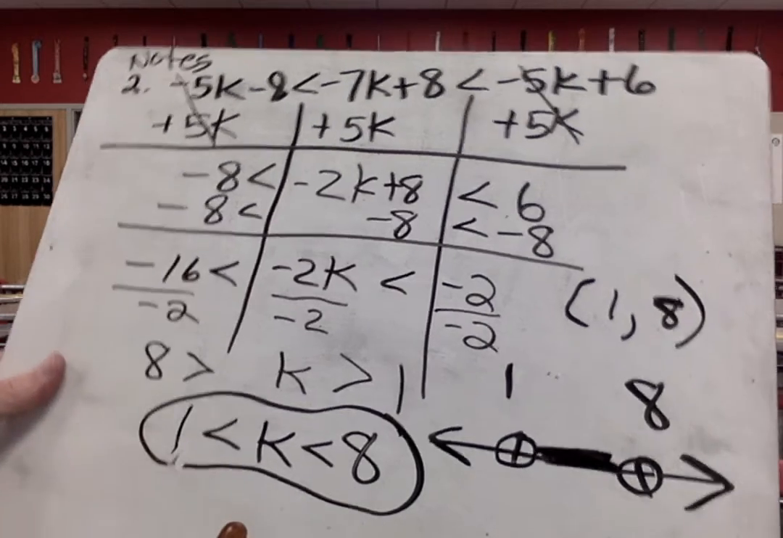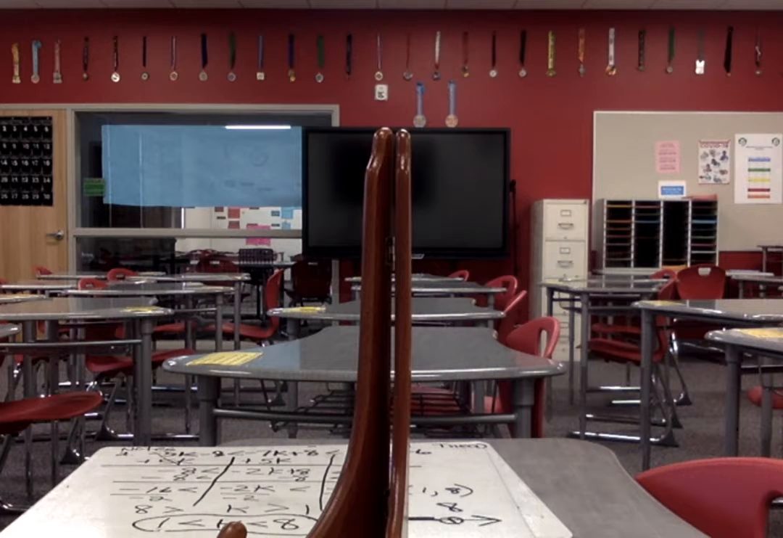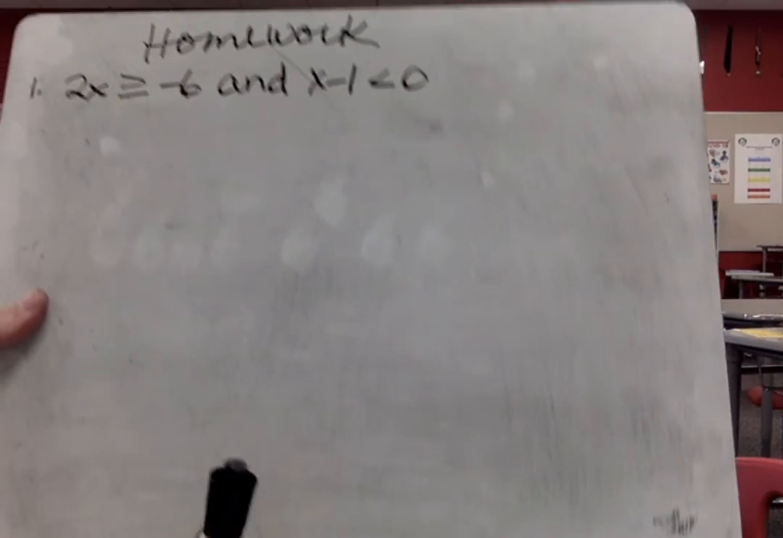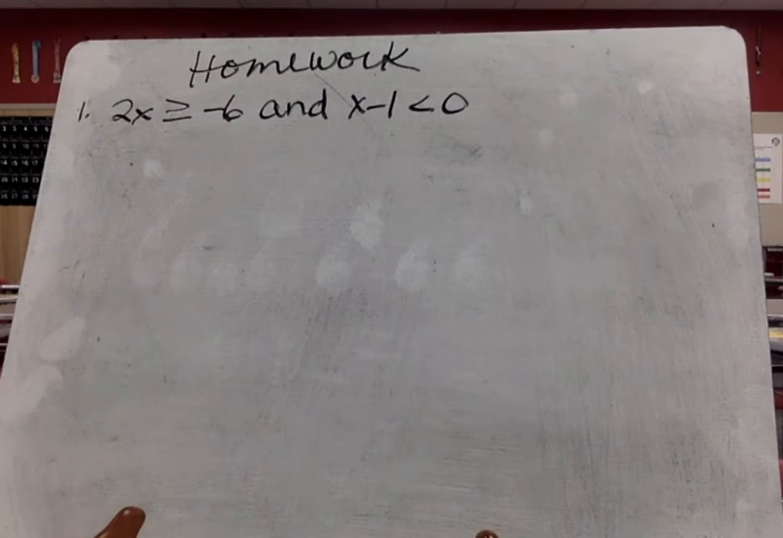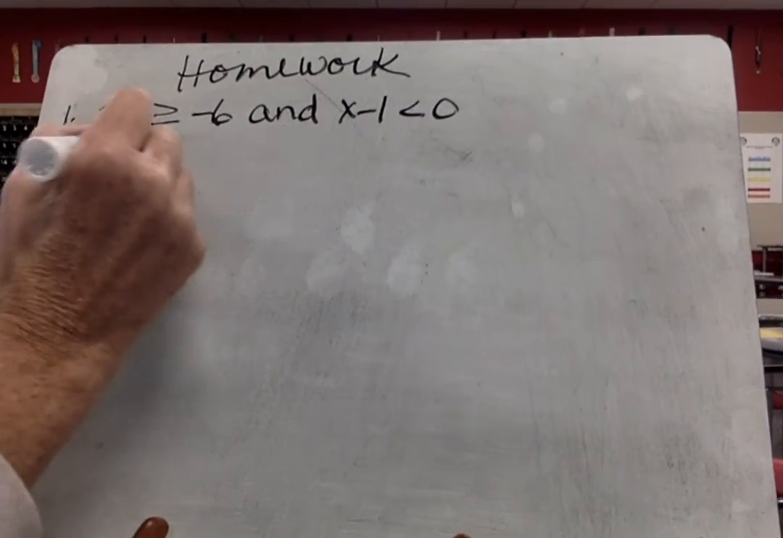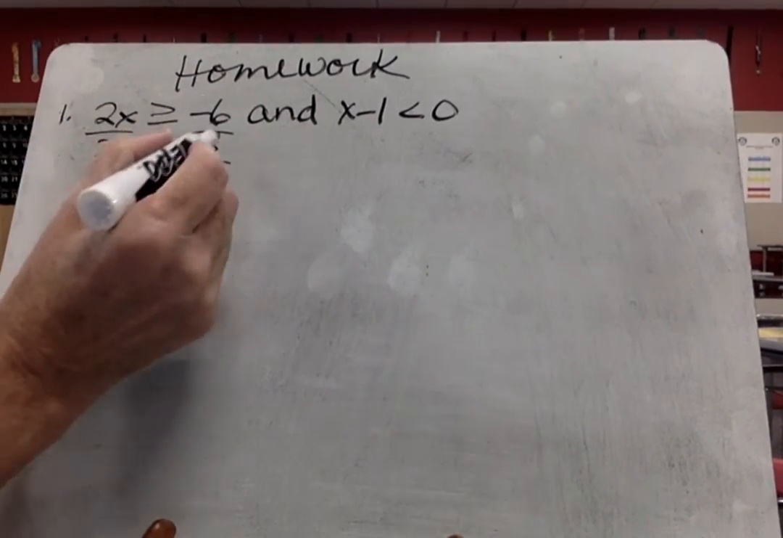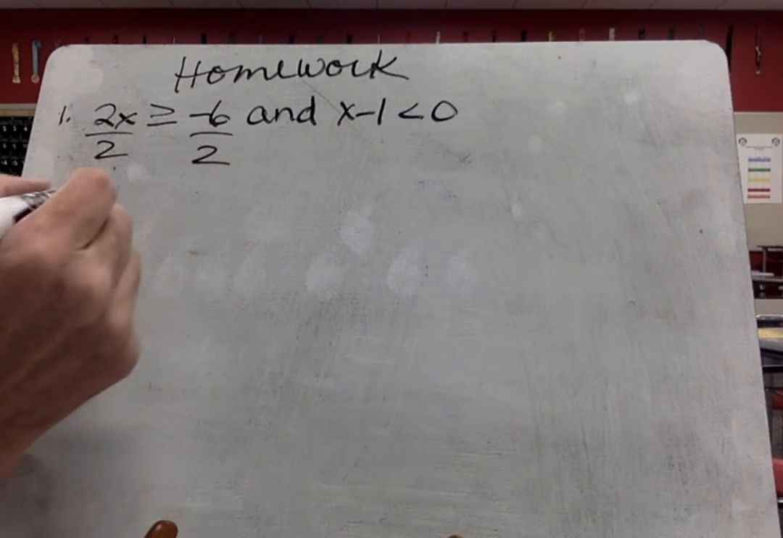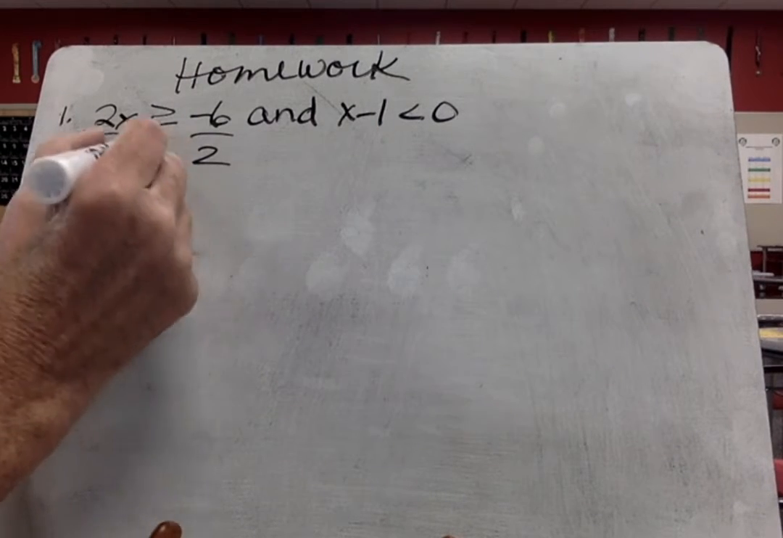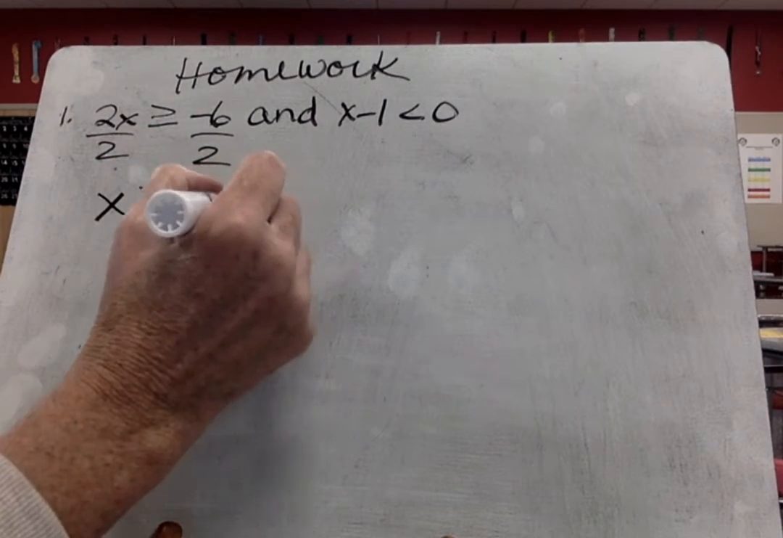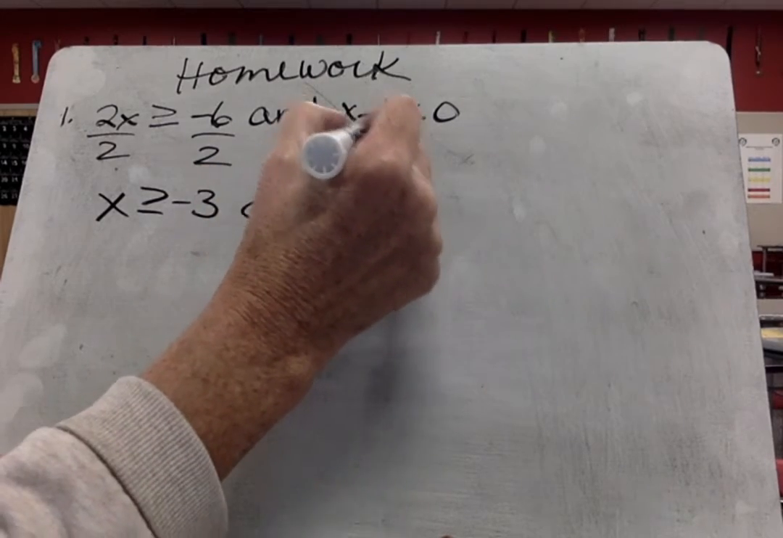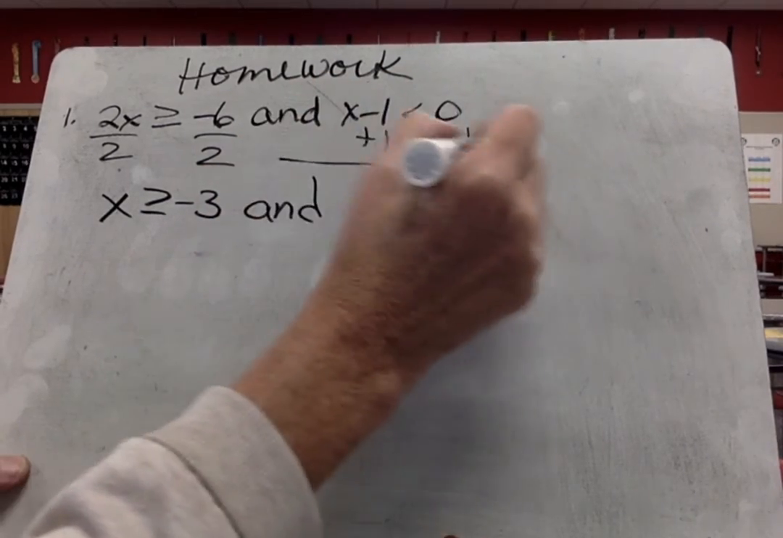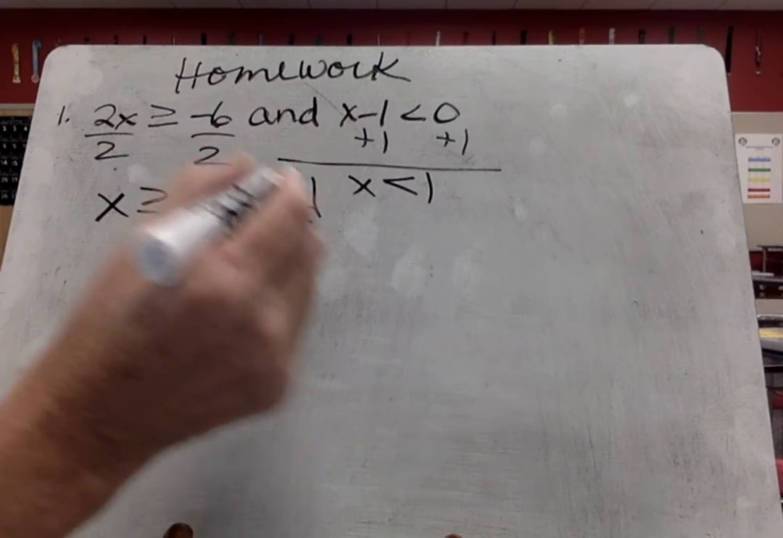Okay. Next, we'll do a couple of problems from the homework. We'll do number 1, negative 2x is greater than or equal to negative 6, and x minus 1 is less than 0. Okay, we'll start with this, divide by 2. And again, even though this negative 6 is negative, 2 is positive. The number you're dividing by is positive, so we don't switch the sign. So x is greater than or equal to negative 3, and we're going to add 1 here, add 1 here. x is less than 1.